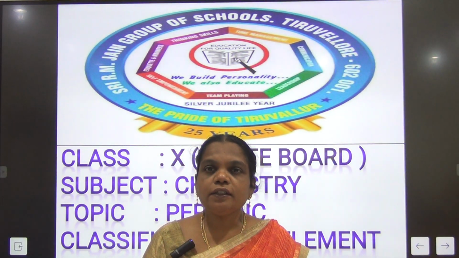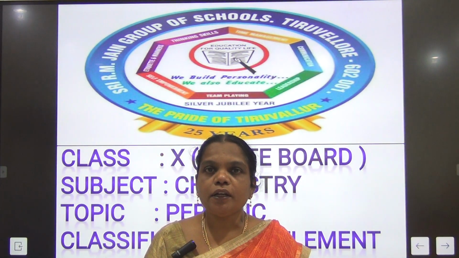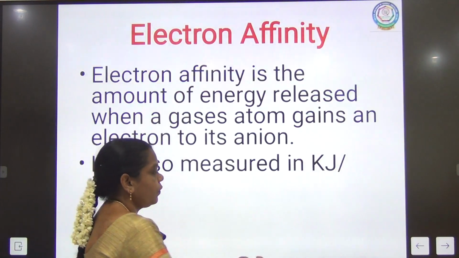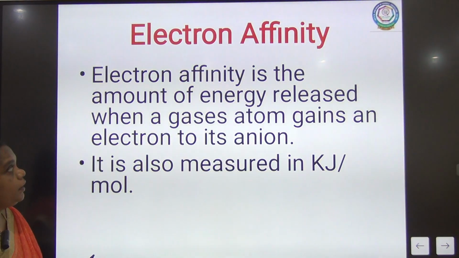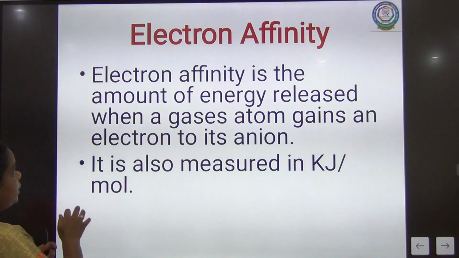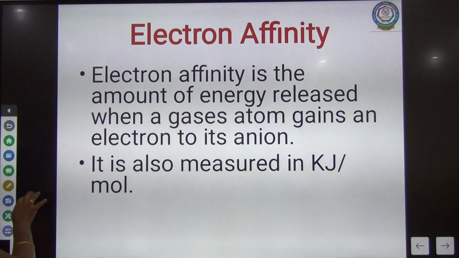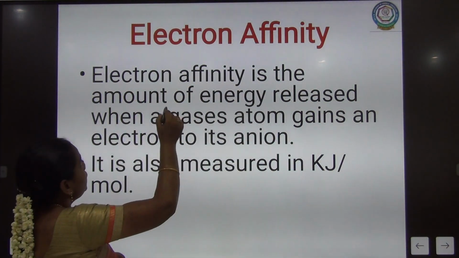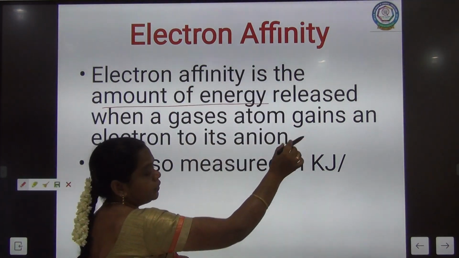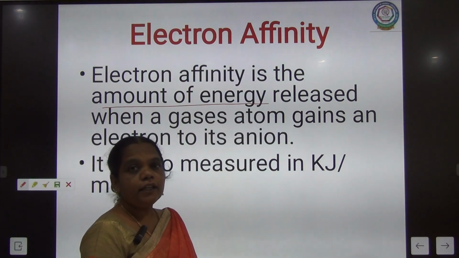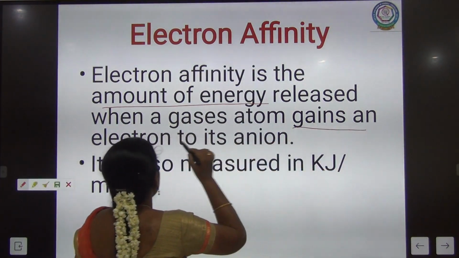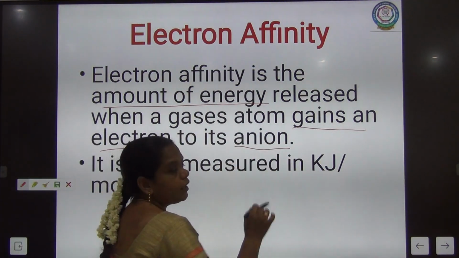Today we are going to discuss one of the periodic properties of the periodic table, electron affinity. So what is meant by electron affinity? Electron affinity is the amount of energy released when a gaseous atom gains an electron. When it gains an electron, it becomes an anion.